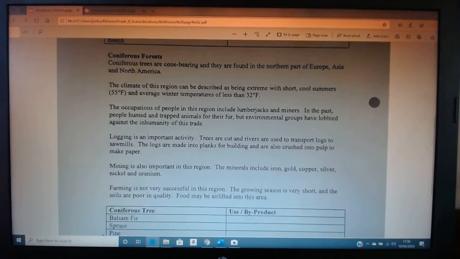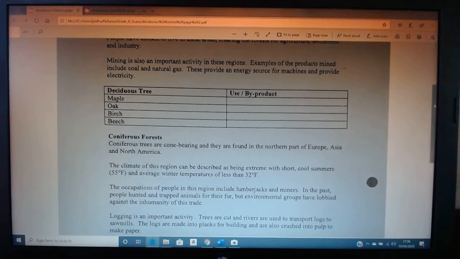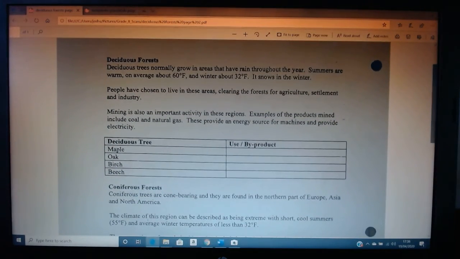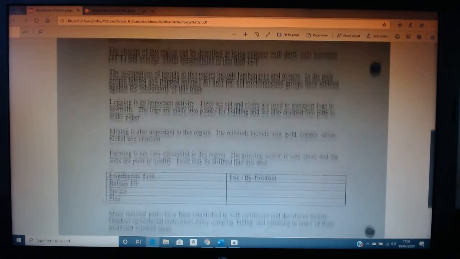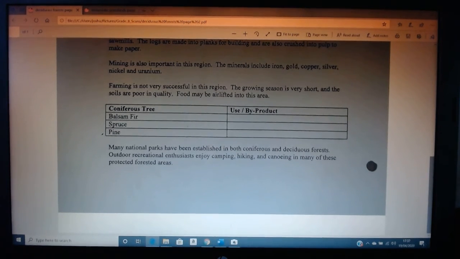Okay, so this page is kind of important because it talks to us about what we do in coniferous and deciduous forests. All right, so that is us finished. There is no assignment with today's lesson. I'll be setting you work on Wednesday, okay? So please check in again then, and I will have your work set for you on Wednesday. All right, that's us done.